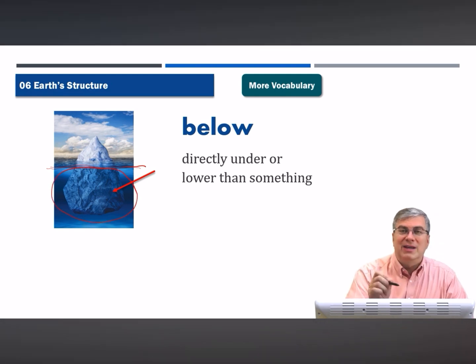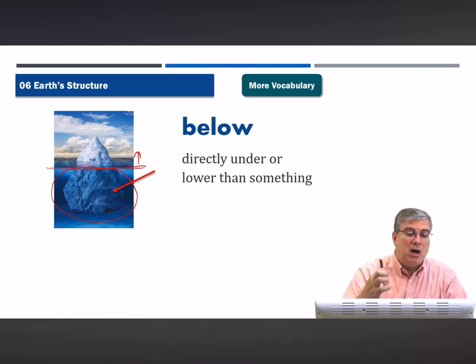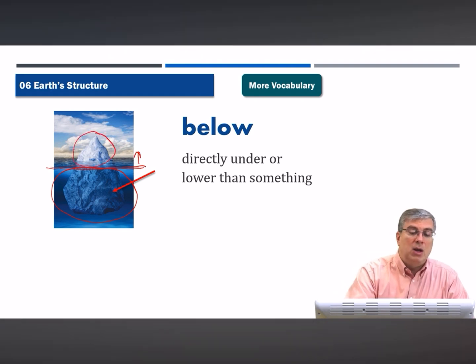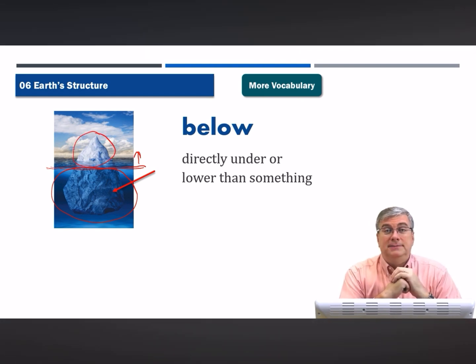And 90% of the iceberg is below the surface of the water. Now, if it's in this area, if it's over the surface of the water, it is above. Above and below, they are direct opposites. Okay, so those are our words for the lesson. Let's move on.